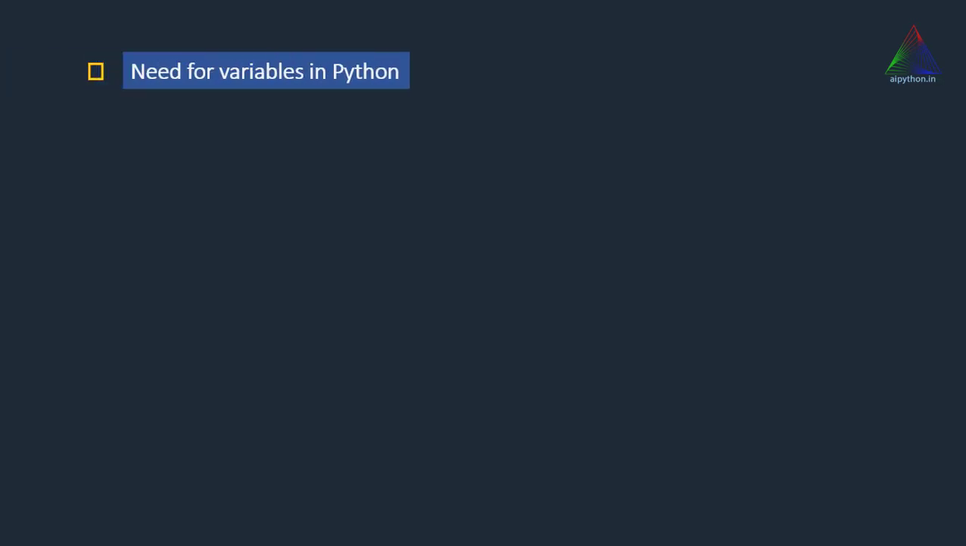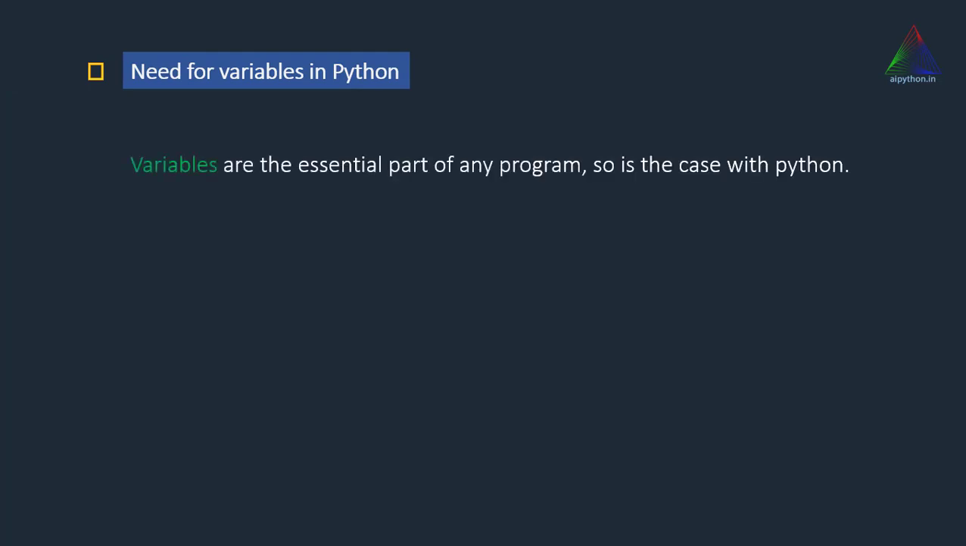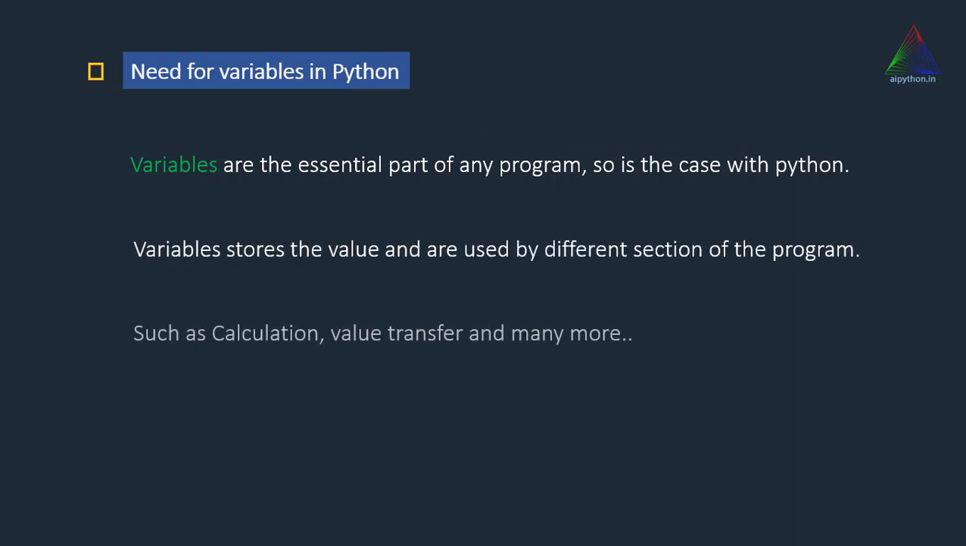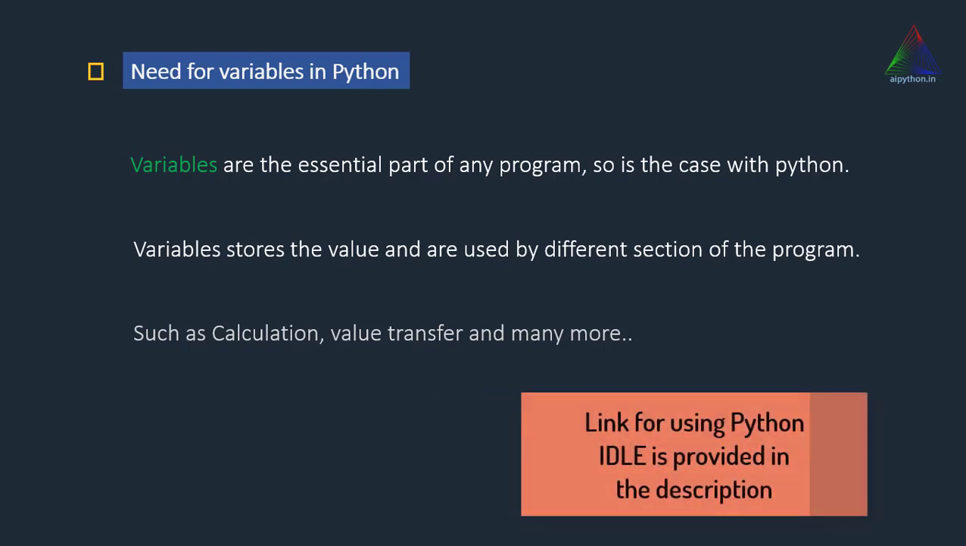So moving ahead, need for variables in Python. Why do we actually need variables in Python? Variables are an essential part of any program, whatever kind of program it is. So is the case with Python. Python also needs a variable to store a value, and that value can be used by different sections of the program. For example, you want to add two numbers, you store the numbers in two different variables, add them together in a different variable and print the result. So we'll see a practical example of using variables in Python using our Python IDLE.